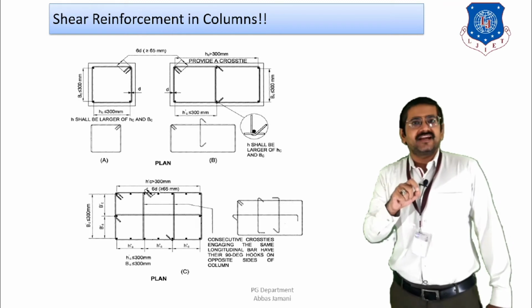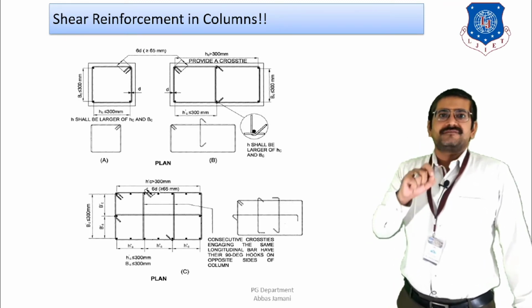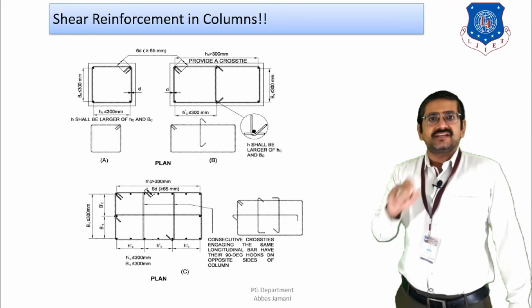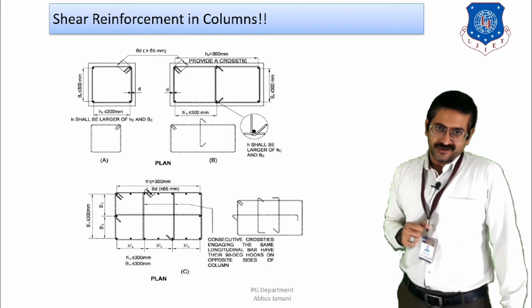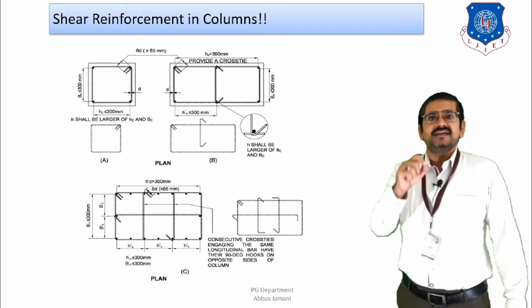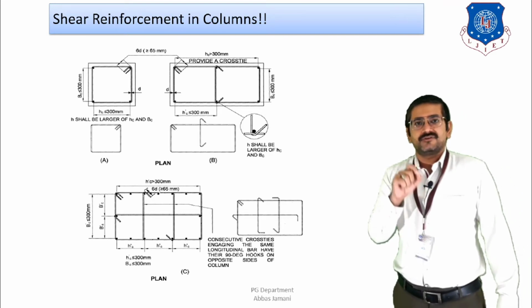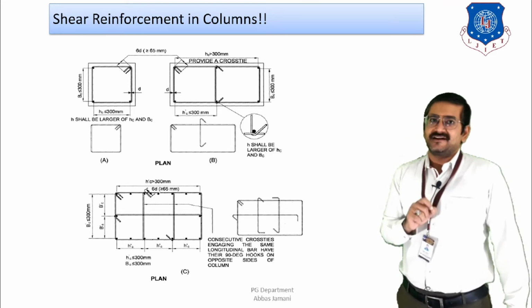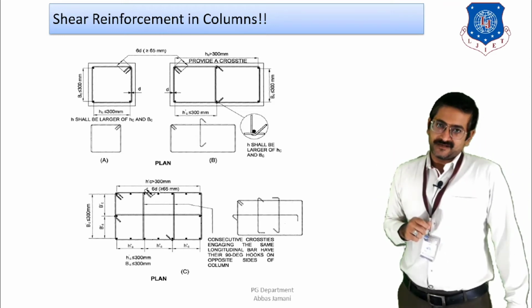Now IS 13920 is telling that if the minimum dimension of HC or BC is equal to 300 mm or less, then in that case only a single stirrup is sufficient to be provided. Again, if the minimum dimension of BC or HC, that is the width of the column or height of the column, is less than 300, then a single closed stirrup can be sufficient.